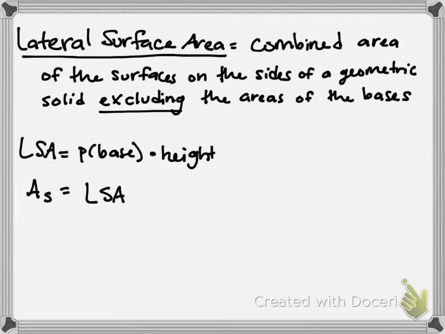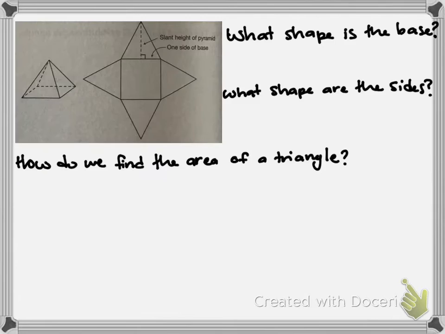All right, so quick review. Lateral surface area is defined as the combined area of the surfaces on the sides of a geometric solid, excluding the areas of the bases. So before we've talked about how LSA, or lateral surface area, is the perimeter of the base times the height. Your book is going to use this notation right here. It's A sub S to stand for lateral surface area.